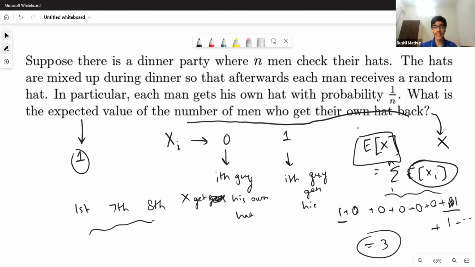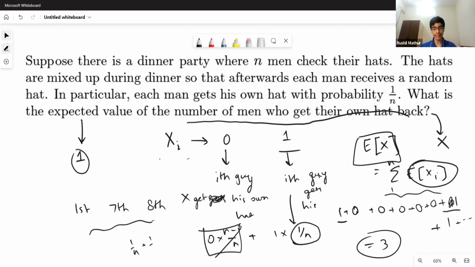And each of these is insanely easy to calculate, because the probability that you get back your own hat is 1 by n, because there are n hats and you choose a random one. And this is an n minus 1 by n chance. So the expected value of Xi is 0 times n minus 1 by n plus 1 times 1 by n. And this is a good thing about indicator random variables, that you can basically say its expected value is the probability of getting 1, because the 0 term just goes to 0 anyway, and this is multiplied by this probability. So what ends up happening is you get 1 by n plus 1 by n plus 1 by n, n times, and the total sum is 1.